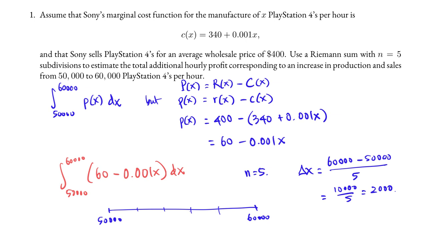So the first x is 50,000, the next x will be 52,000, the next x will be 54,000, the next x will be 56,000, the next x will be 58,000, and the last x is 60,000, where we add 2,000 at each step.